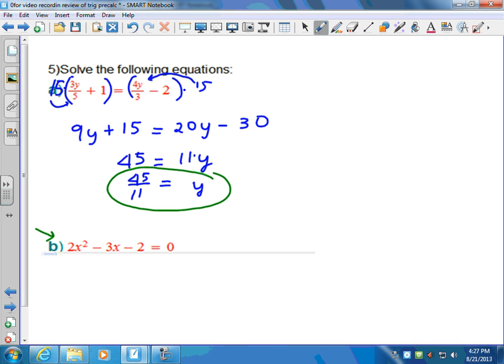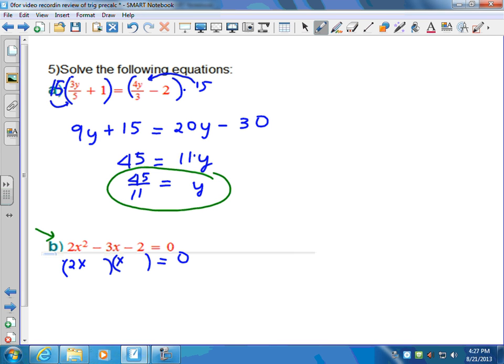And the approach that you've learned in your algebra classes is first get everything on one side and get 0 on the other side for quadratics, right? And then try to factor it. If it doesn't factor, use the quadratic formula. So I'm going to try to factor it first. 2x squared is 2x times x.